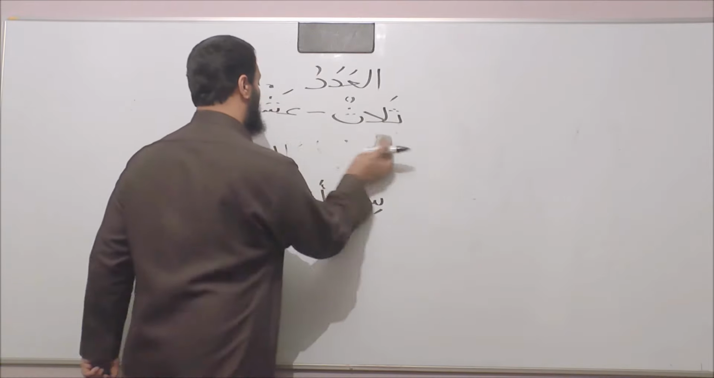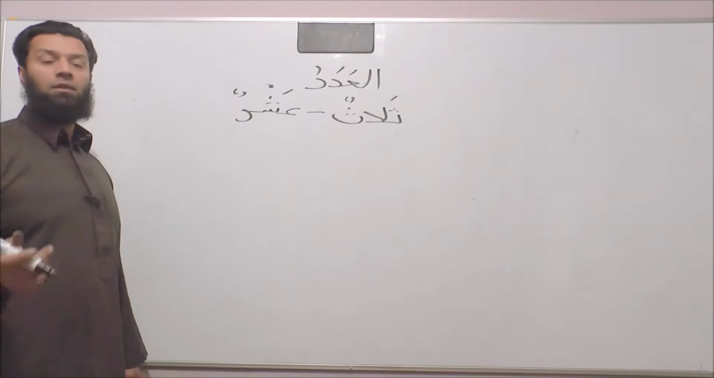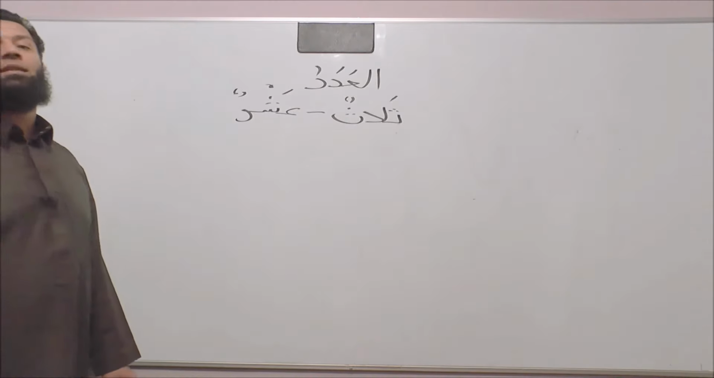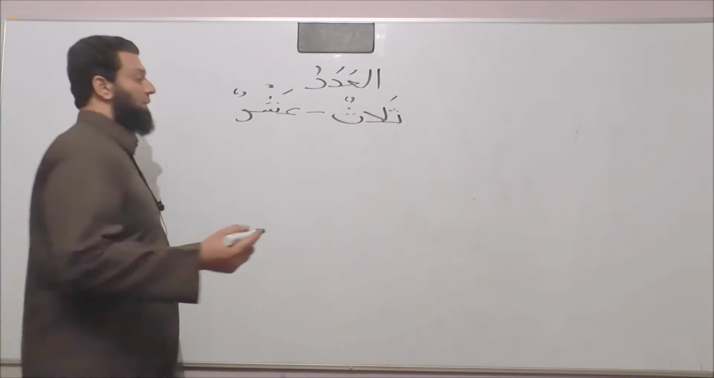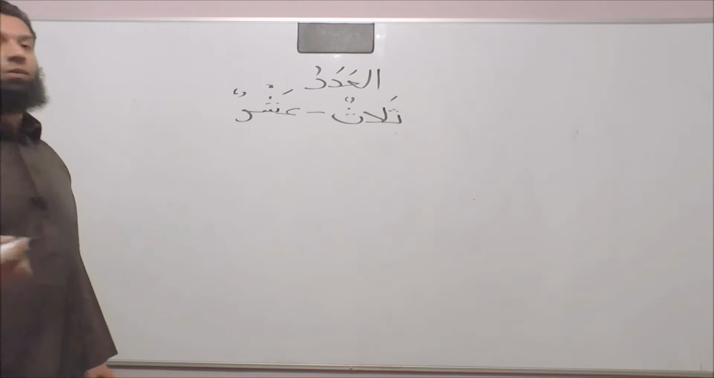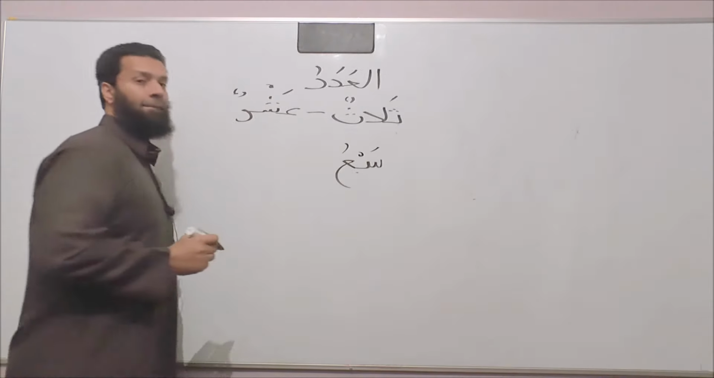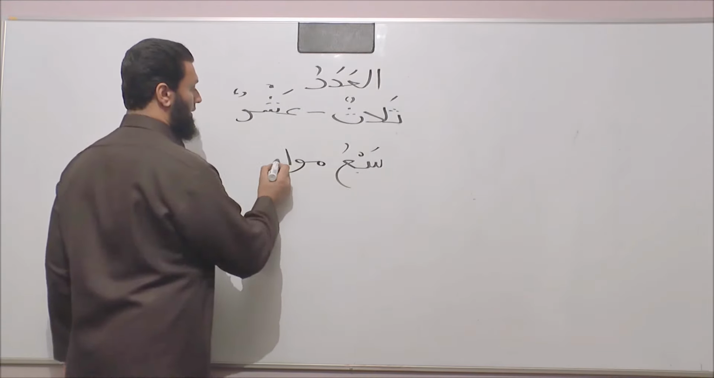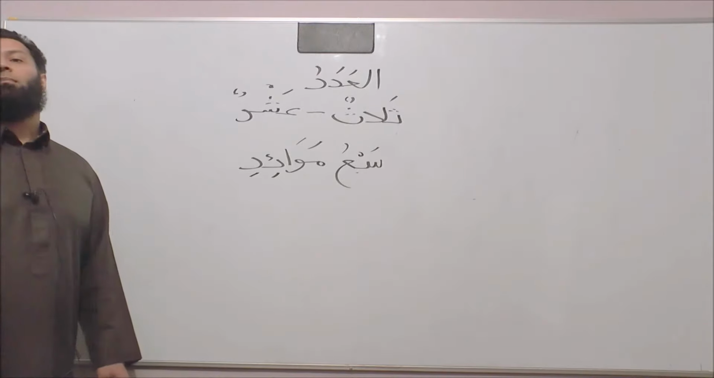So then we have 7. 7 is sab'un and sab'atun. Okay, so if I wanted to say 7 tables laden with food, i.e. the plural of ma'idatun, it says sab'u mawa'idi. Sab'u mawa'idi.